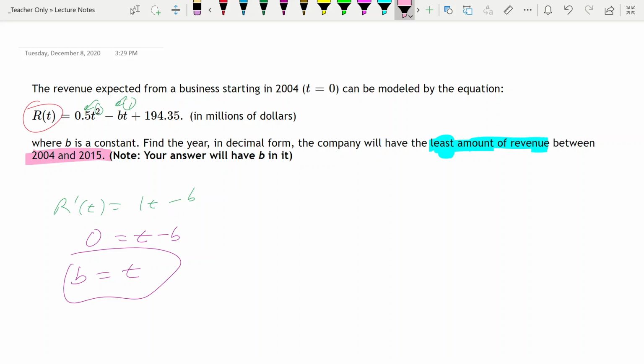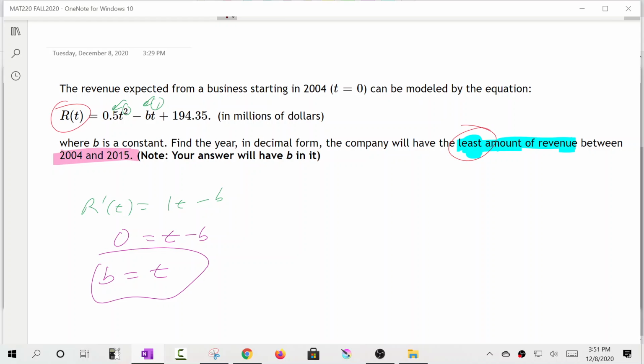All right, I hope that helps clarify that one. And the key to this is always focusing on finding, if you see that word least, most, smallest, greatest, derivative equal to 0, right? Slope is equal to 0. Hope that helps.